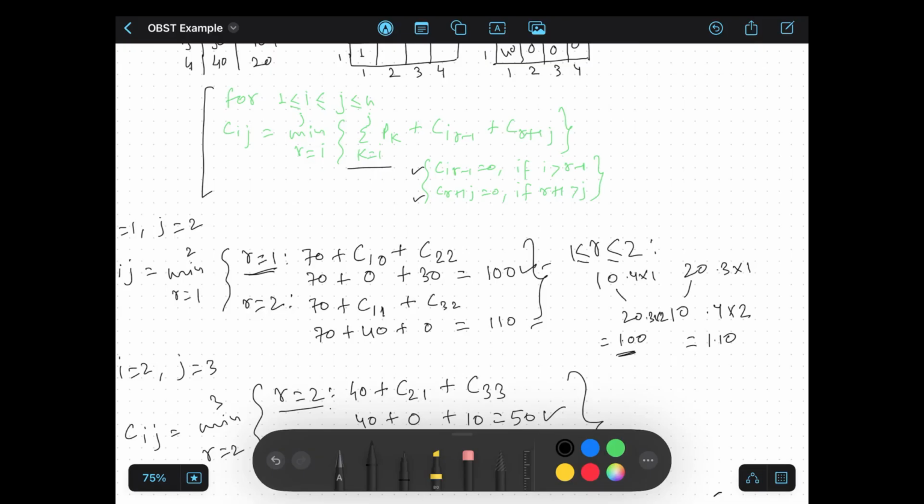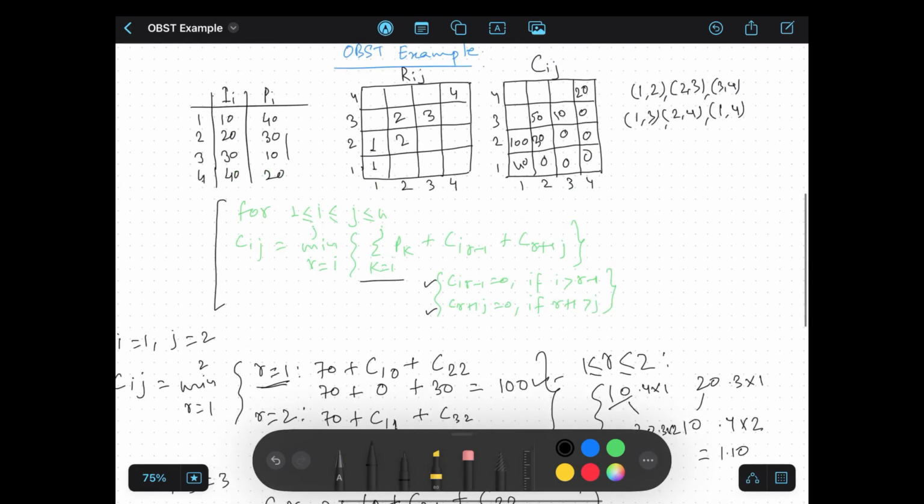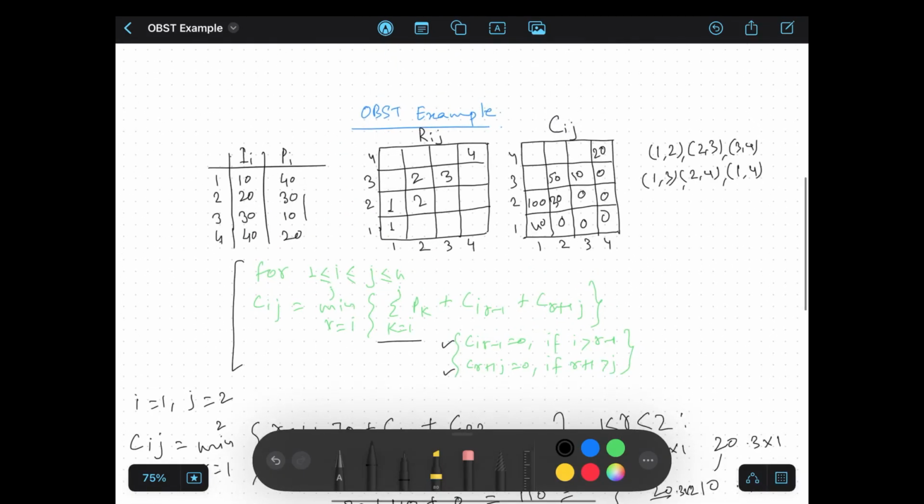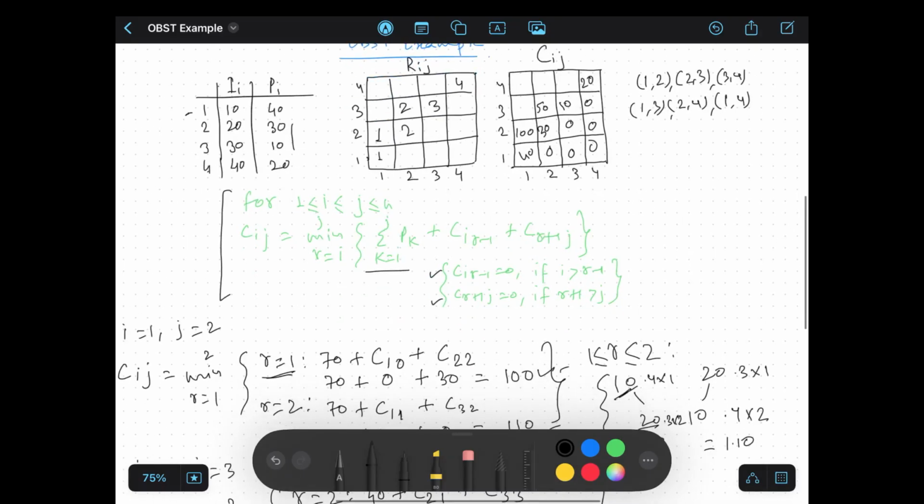So which one is better? This one is better, which means when root is 10 and its child is 20, our tree is more optimized. And that's what we did. We picked 100, and 10 is item 1, so we picked item 1 here.